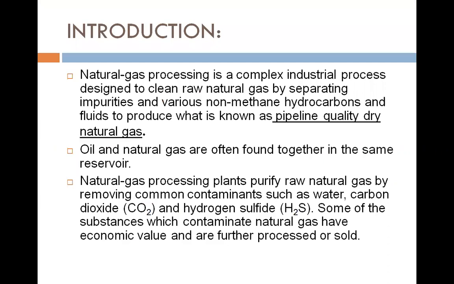So natural gas processing is a complex industrial process designed to clean raw natural gas by separating impurities and various non-methane hydrocarbons. Non-methane hydrocarbons are hydrocarbons present in the natural gas, which are ethane, propane, butane, which are removed by the depropanizer and deethanizer, which we will describe in the further slides. Also, natural gas processing plants purify raw natural gas by removing common contaminants such as water, carbon dioxide, and hydrogen sulfide.